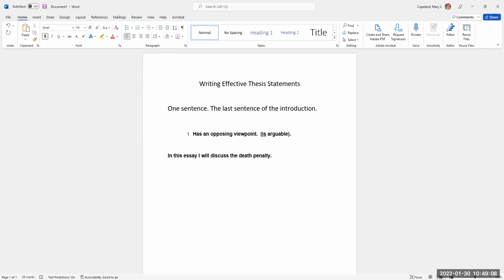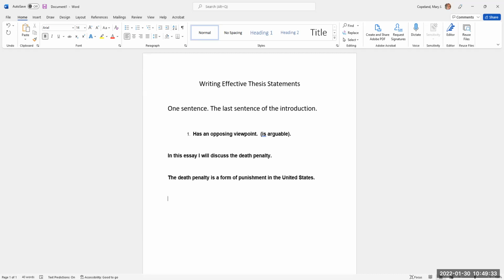And so another thing, you couldn't say a fact like the death penalty is a form of punishment in the United States, right? Because that is also a fact. So we already know that. There's nothing to prove about that either.